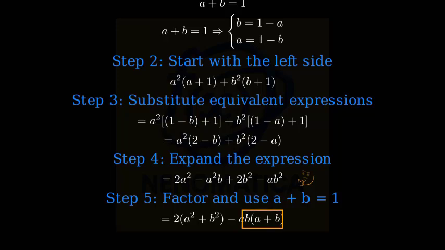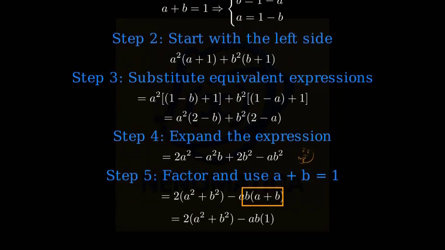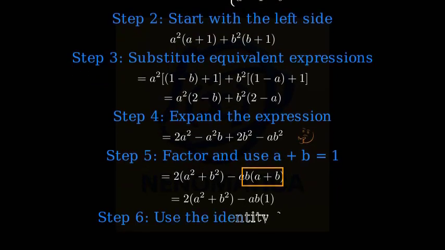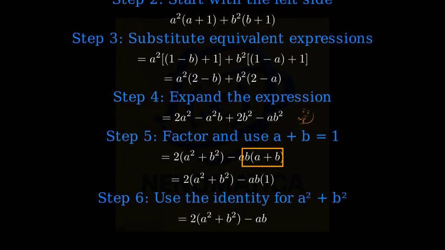Since we know that a plus b equals 1, we can substitute this into our expression. This gives us 2 times a squared plus b squared minus ab times 1. Let's continue simplifying. This gives us 2 times a squared plus b squared minus ab.